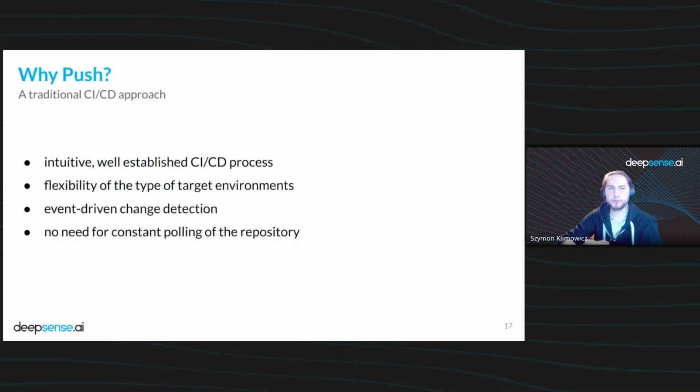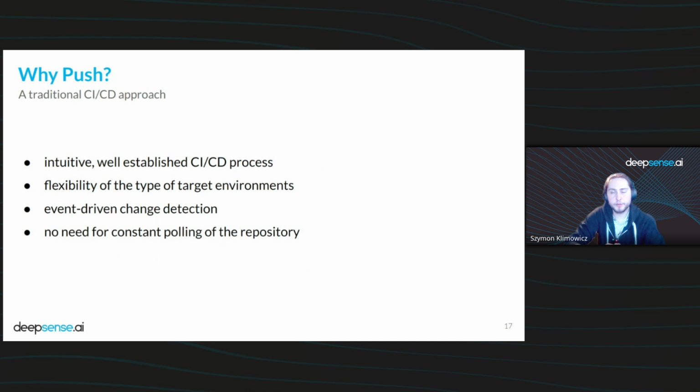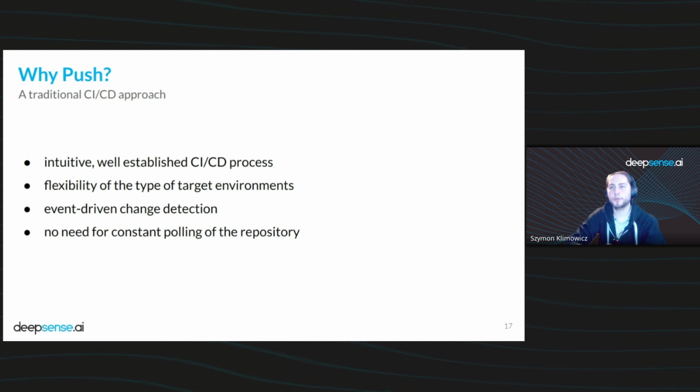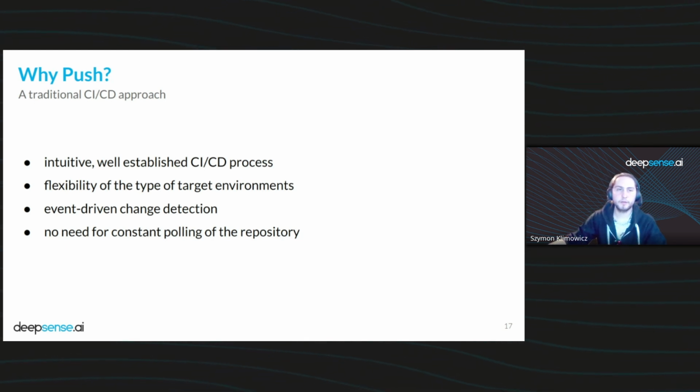So why should we choose push? It's intuitive and well established because we are using the same CI/CD processes that are used in traditional app development. It's flexible. There is flexibility in the type of target environments because, given that the CD pipeline is in most cases custom, we can target any type of deployment environment. And we have event-driven change detection, so there is no need for constant polling of the repository that we are observing.